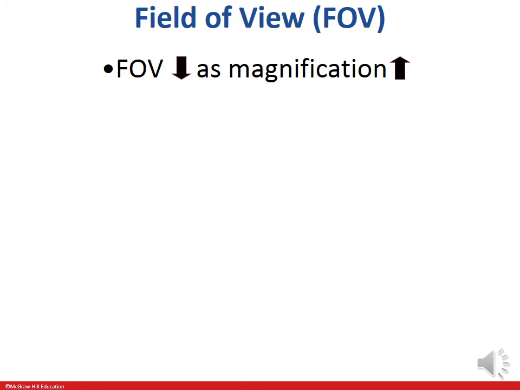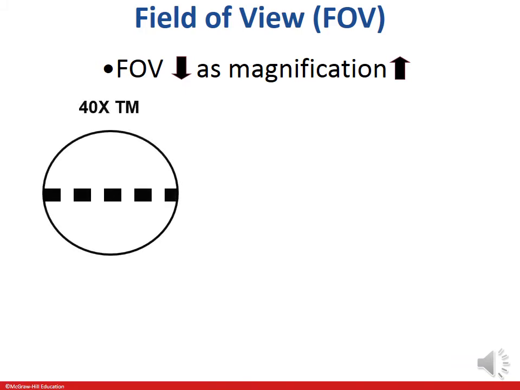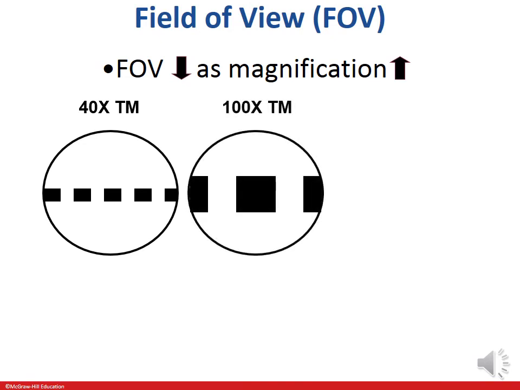Field of view is essentially the circle of light that you see when you look through the microscope. And so this field of view, depending on what magnification you're in, if you're at the lowest lens, of course, your total magnification was 40x. If you were to place this image in there, it would look like this.